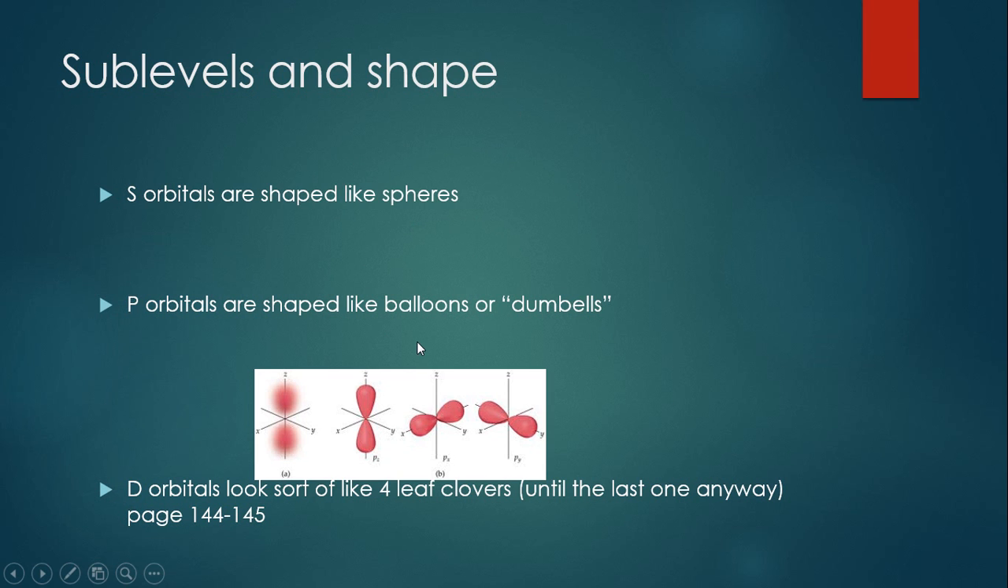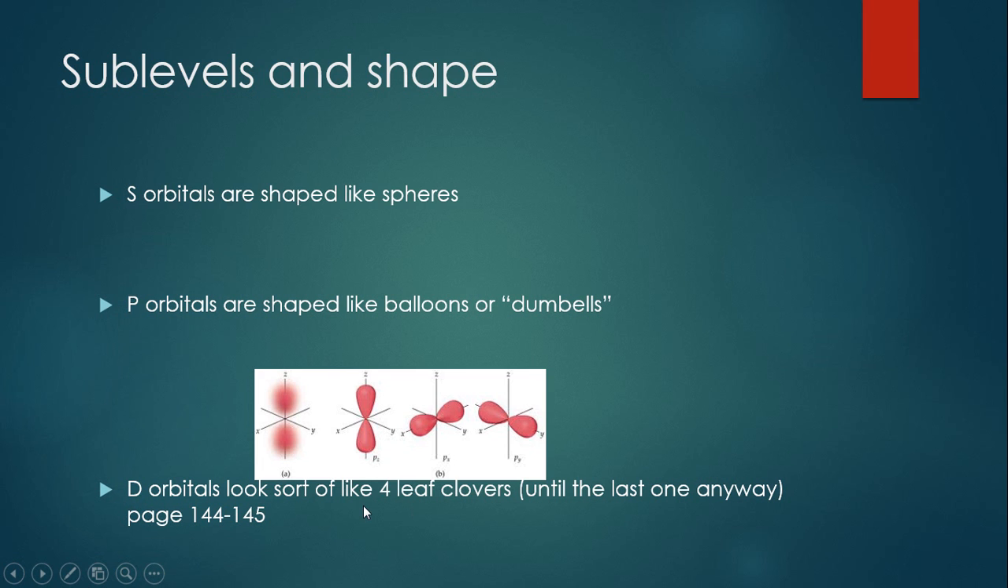P orbitals are shaped like balloons. In my opinion, they look like balloons held together at the end where you tie them. But the book uses the term dumbbells. So the P sublevel has 3 orbitals, P1, P2, and P3, or Px, Py, and Pz. The combination of these 3 is like a 3-dimensional image that you can look at in the book on page 144 and 145 to kind of get an idea what it looks like.